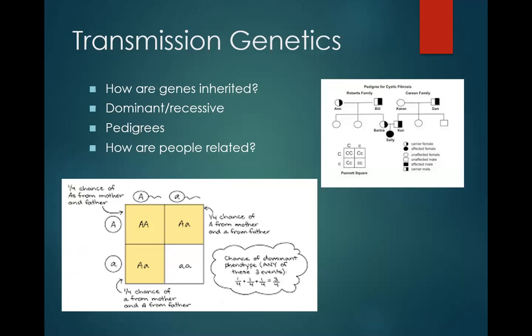So we're going to talk about 3 different types of genetics when we go through this course. The first one that we're going to talk about is transmission genetics. And transmission genetics basically asks how genes are inherited. It talks about dominance versus recessiveness. It looks at pedigrees of families. So here's a pedigree of a family showing the inheritance of a genetic trait. And it looks at how people are related. This is a Punnett square down here showing the alleles coming from mom and coming from dad.